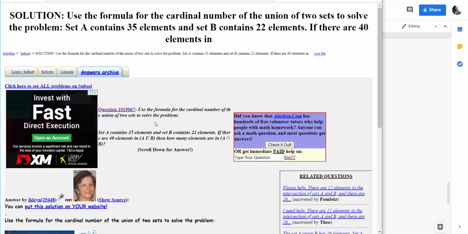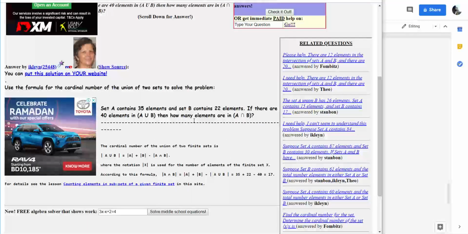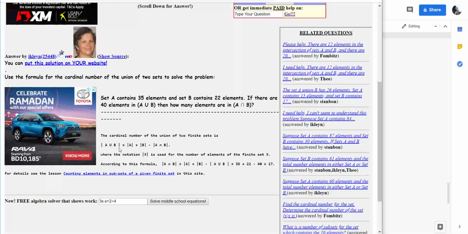Okay, so using the formula for cardinal number of the union of two sets to solve the problem. Alright, let's see what the answer is. Okay, so A union B is A plus B. So this is the rule. This is the golden rule, yeah? Okay, so where the notation is used for the number of elements of the finite set. According to this formula, A intersecting with B.